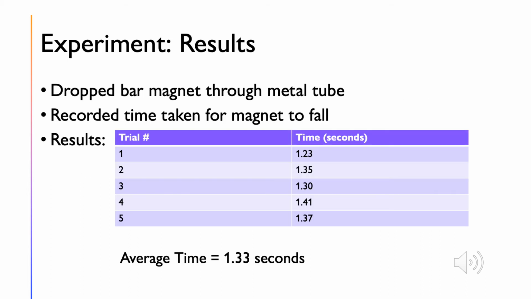Here are the results from our experiment. After each of the 5 trials were completed, we calculated an average to see how long it took for the magnet to fall out of the tube.